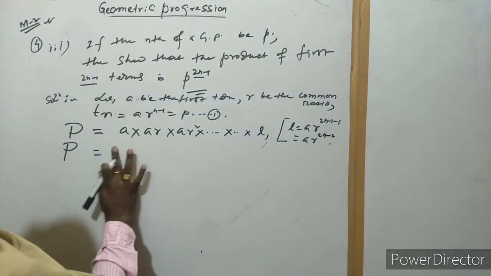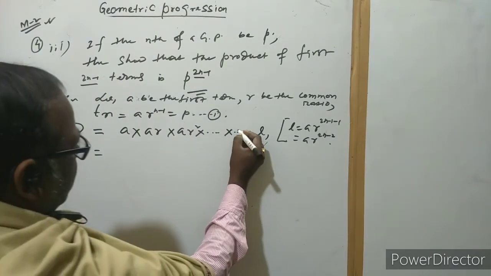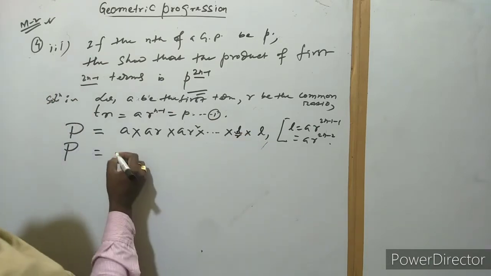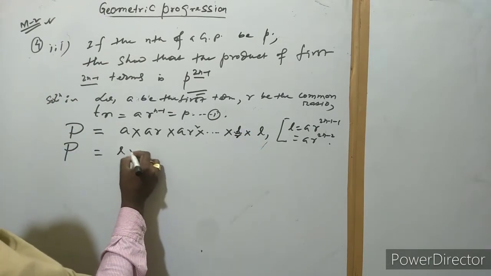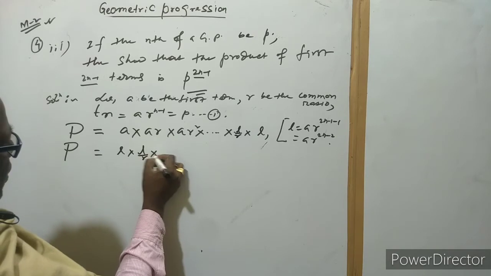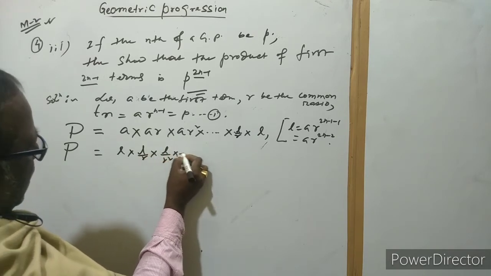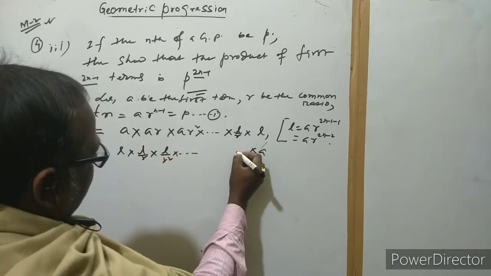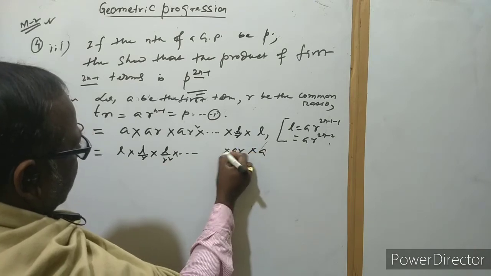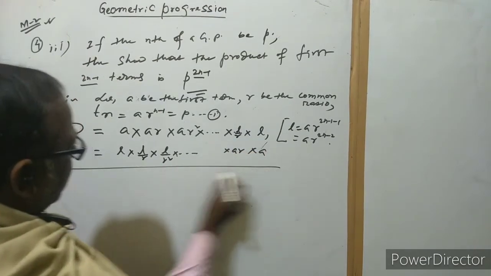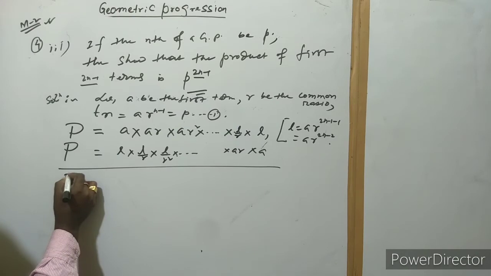So this is L, and the previous term is L by r also, so this is L, and L by r square, like that, and then a and ar, just in reverse order; we have to write only the reverse order. So if we take the product, this P into P, we get P square.